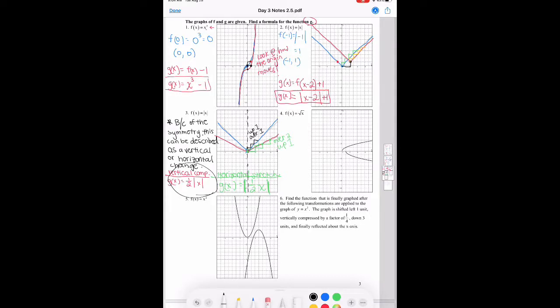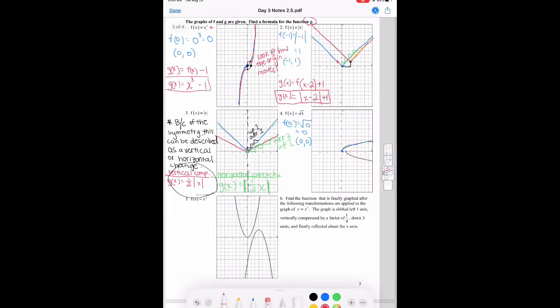All right, number 4. So we have a square root function, also called a radical. We know that our original is going to go through the origin here. Also, if I were to plug in 0 for x, what is the square root of 0? It's 0. So the point (0, 0) should be on the graph. All right, which means this is my transformed in red here.